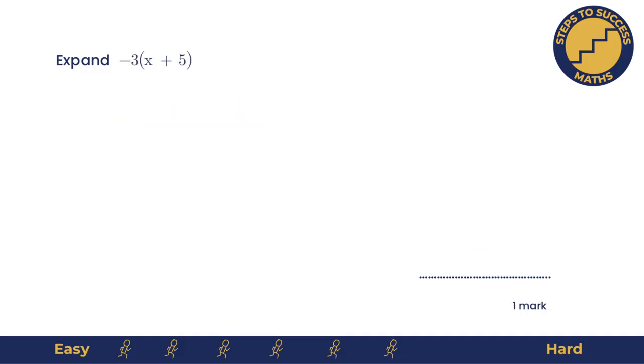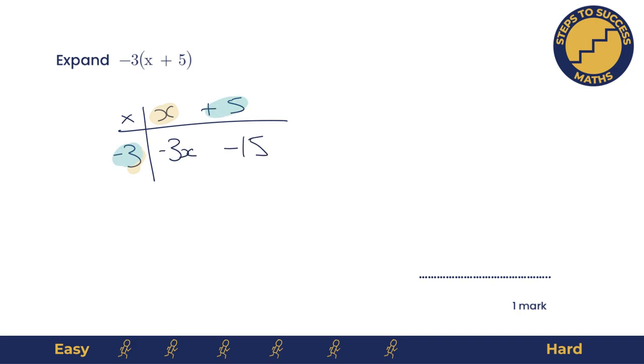Expand negative 3(x + 5). Make our grid, don't forget the negative. Negative 3, x plus 5, times them together. Negative 3 times x, that's just negative 3x. Negative 3 times 5, that's negative 15. Negative 3x, take away 15.